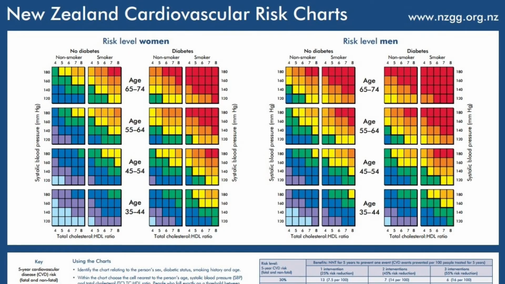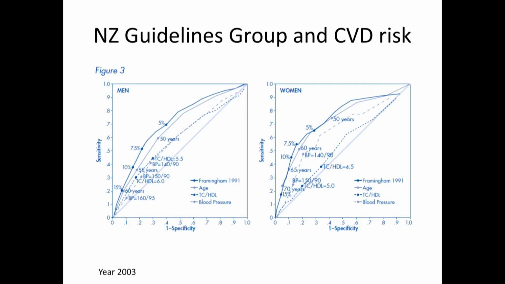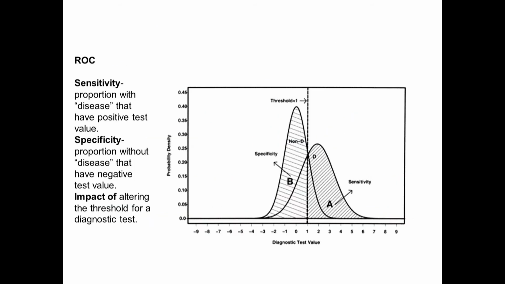The New Zealand Guidelines Group published these risk charts. The Guidelines Group included these ROC curves in their document. We could be evaluating a test and we plot our test value on the x-axis, and we have two populations. Our first population is healthy. When we measure the diagnostic test in the second population, we find there is overlap.